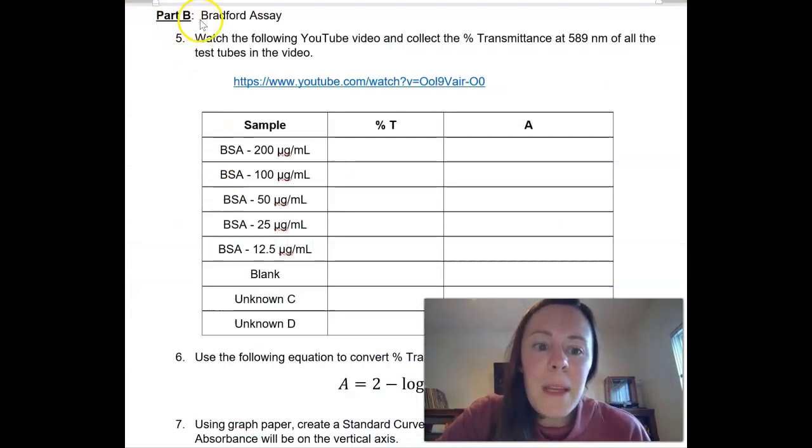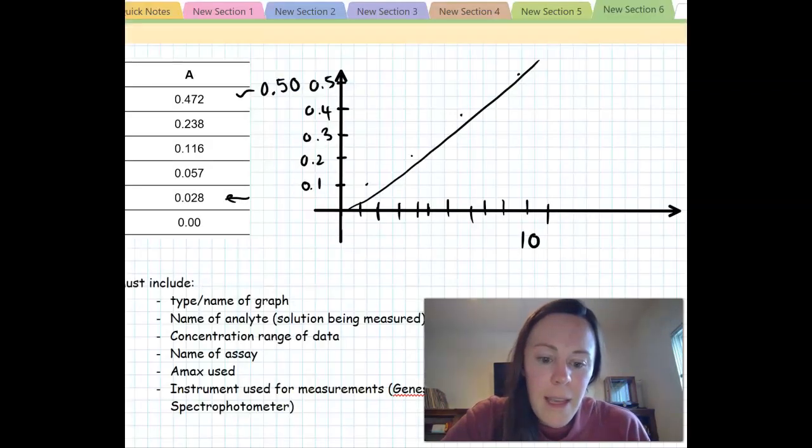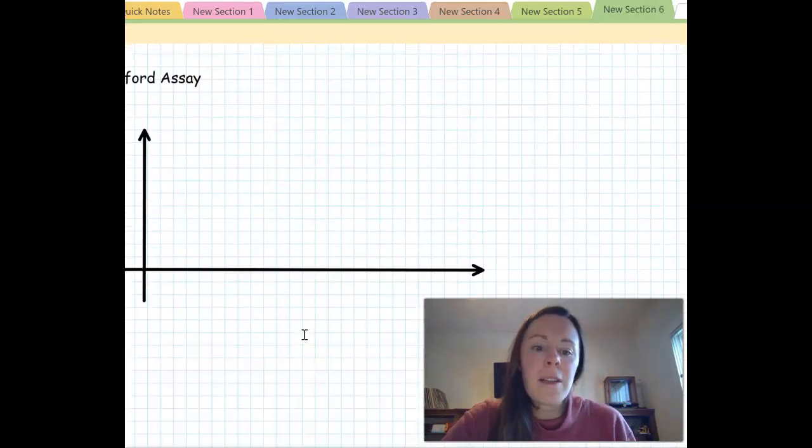When you do part B, the Bradford assay, you're going to do the same thing, a new video link, you have new concentration values. Again, you're going to collect %T and determine the absorbance. What's going to happen for your Bradford assay graph is that you're going to find that your points are not linear.